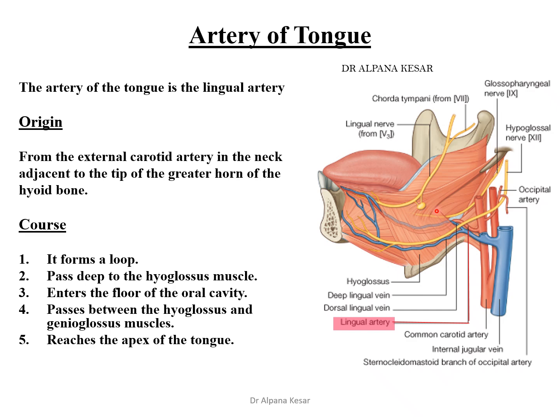Then it passes deep to hyoglossus muscle. This muscle is hyoglossus. Lingual artery runs in the floor of the oral cavity. It then passes between hyoglossus and genioglossus muscle. The lingual artery reaches the apex of the tongue and supplies the tongue and the floor of the oral cavity.